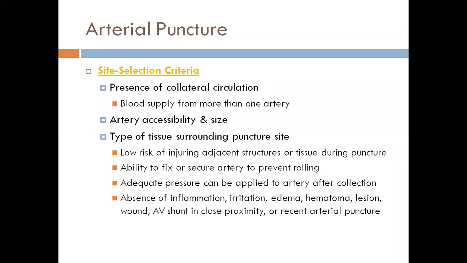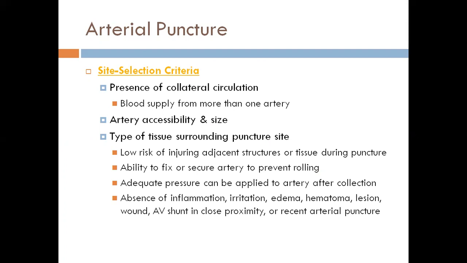So, speaking of the site, what are the site selection criteria? Meaning, class, when do we choose the brachial artery over the radial, since I've mentioned that the radial should always be the first choice? Or why use femoral instead of the brachial and the radial artery?